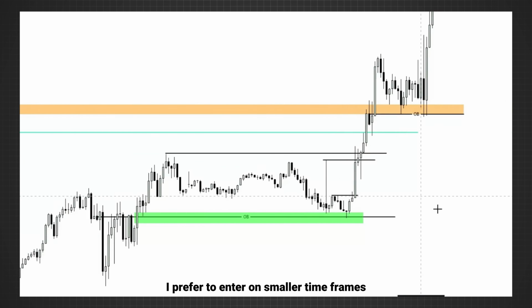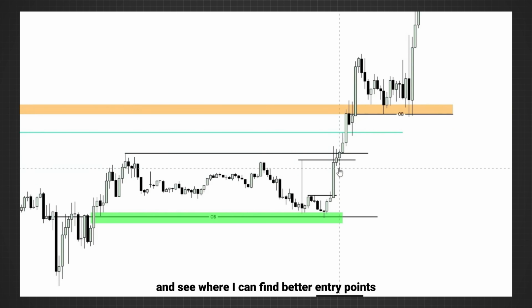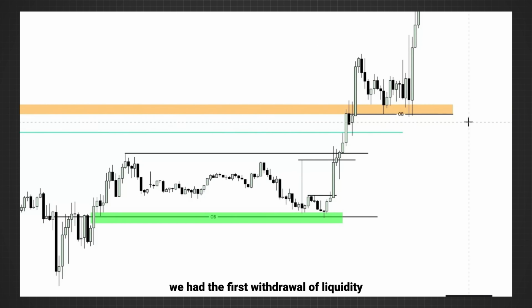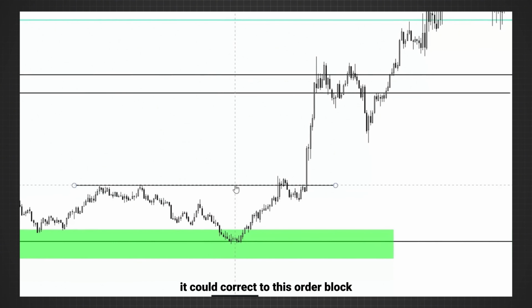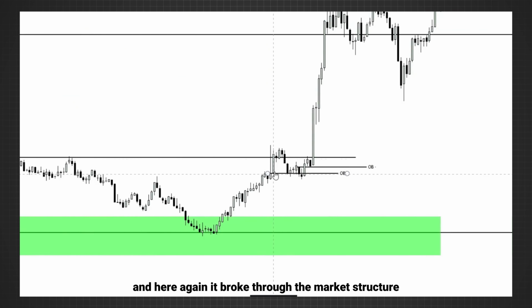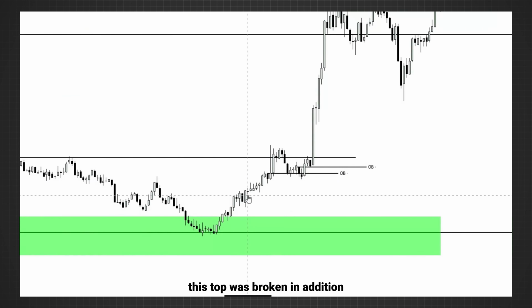I prefer to enter on smaller time frames and see where I can find better entry points with additional confirmations. We had the first withdrawal of liquidity. Liquidity was withdrawn, and we immediately marked different points where the price could potentially correct. It could correct to this order block, but it touched this order block. It was not very clear here. And here again, it broke through the market structure. This top was broken.